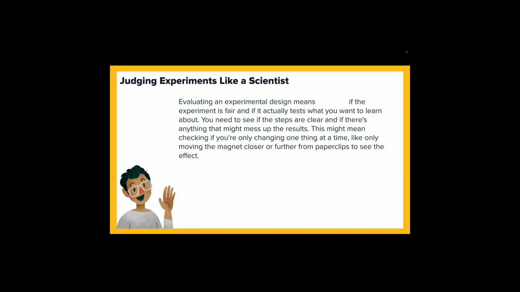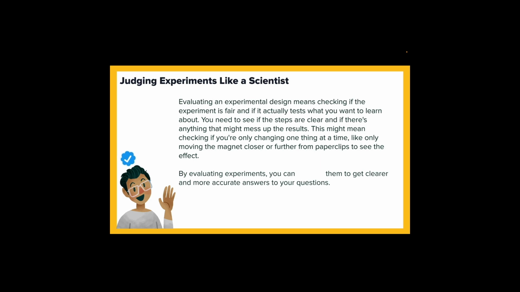Judging experiments like a scientist. Evaluating an experimental design means checking if the experiment is fair and if it actually tests what you want to learn about. You need to see if the steps are clear and if there's anything that might mess up the results. This might mean checking if you're only changing one thing at a time, like moving the magnet closer or further from paperclips to see the effect.